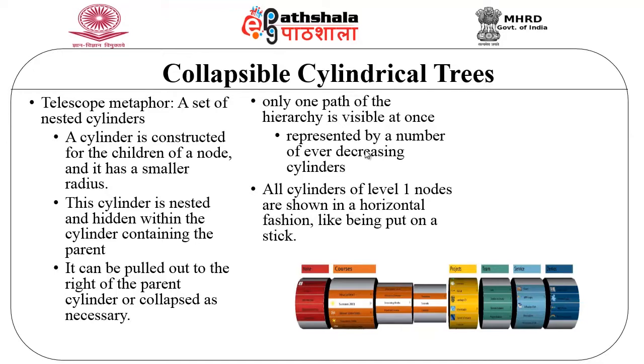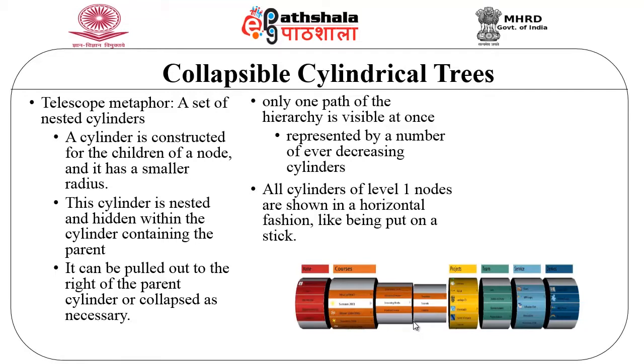Another kind of tree is a collapsible cylindrical tree. This is a very good example of a collapsible cylindrical tree visualization. Here it follows a telescope metaphor, that is a set of nested triangles. A cylinder is basically constructed as a set of nested cylinders. A cylinder is constructed for the children of a node and it has a smaller radius. This cylinder is nested and hidden within the cylinder which contains the parent.